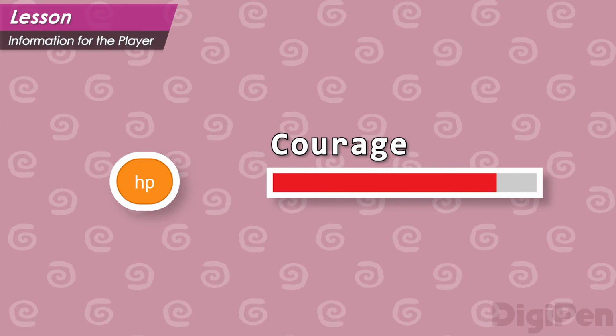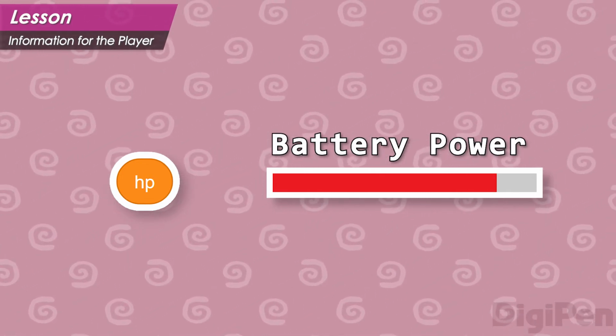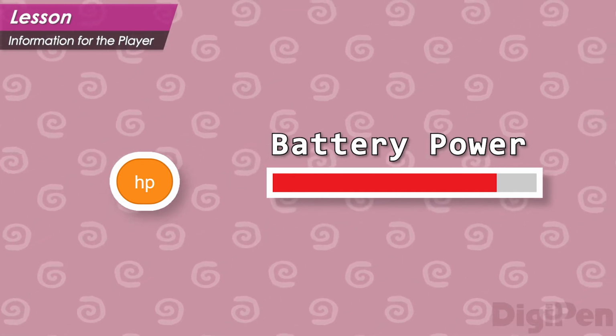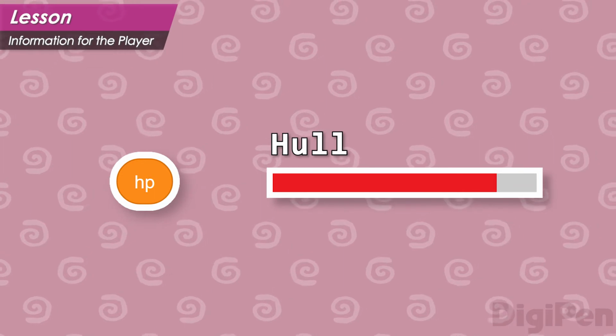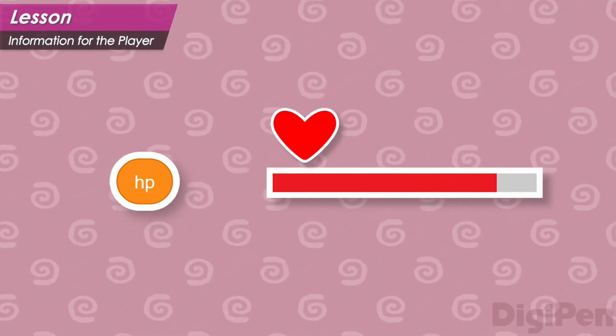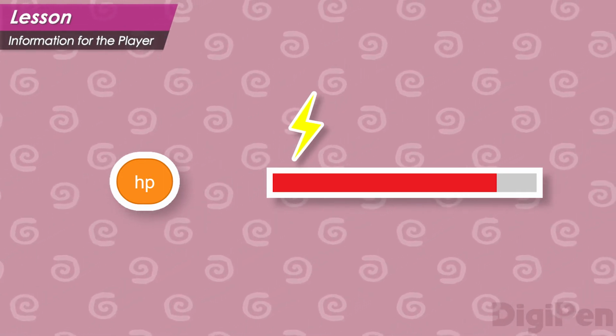If your hero is a robot, you could call it battery power. If you control a ship or some other kind of vehicle, it might be appropriate to call it hull. Or you can even just label it with an icon, like a heart or a bolt of electricity. As long as the player understands what it means, it's up to you.